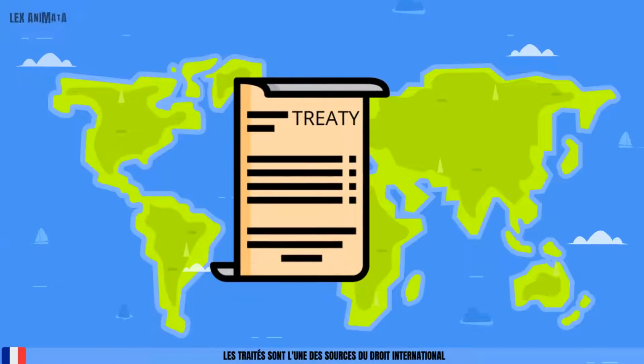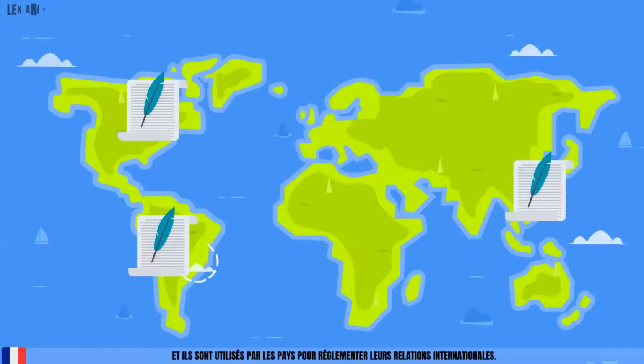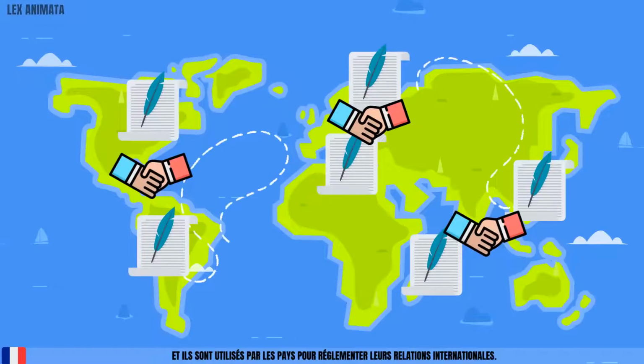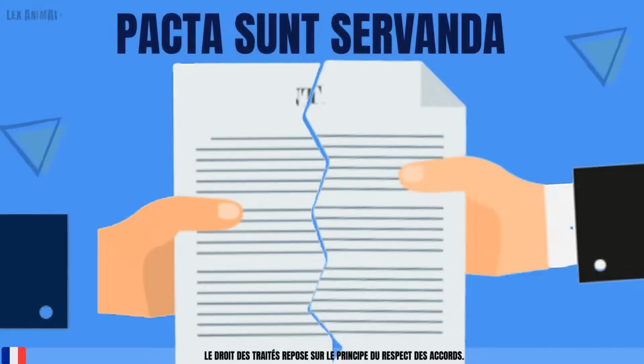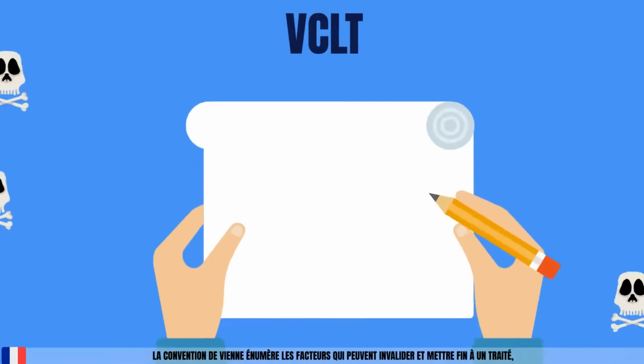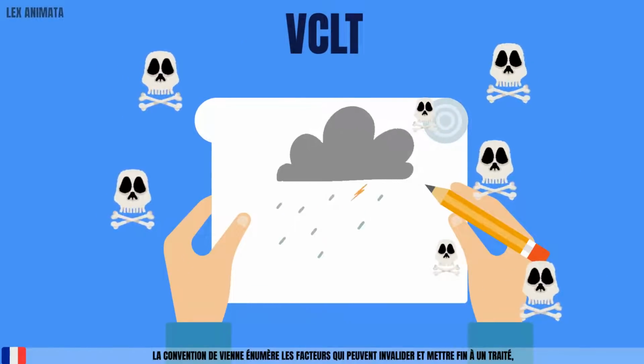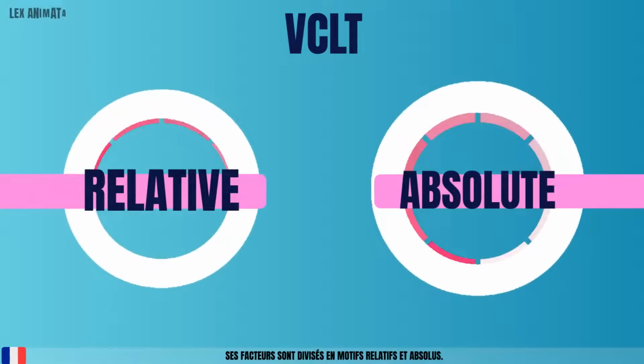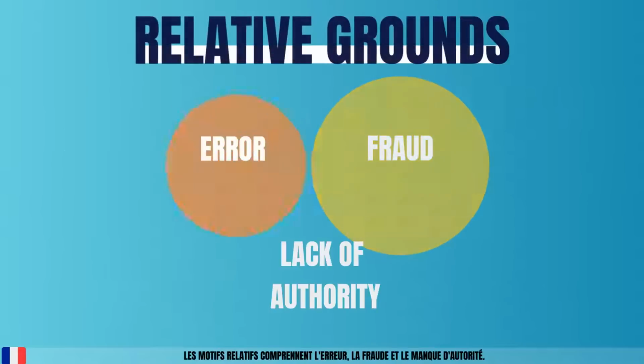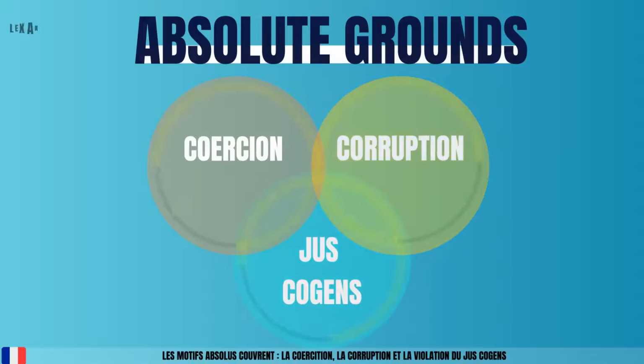Treaties are one of the sources of international law, and they are used by countries to regulate their international relations. The law of treaties is based on the principle that agreements must be respected. However, the Vienna Convention lists factors that may invalidate and terminate a treaty, and they are divided into relative and absolute grounds. Relative grounds include error, fraud, and lack of authority, while absolute grounds cover coercion, corruption, and jus cogens violation. Let's have a look.